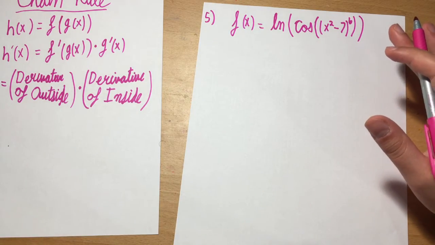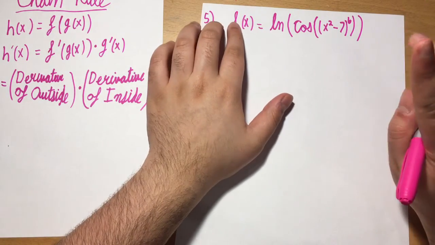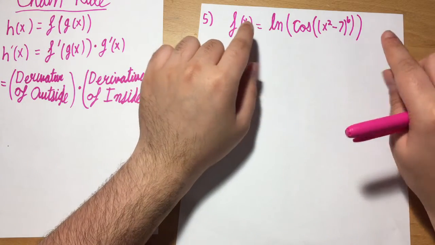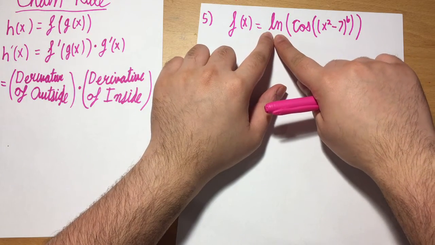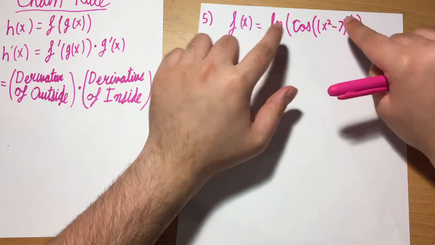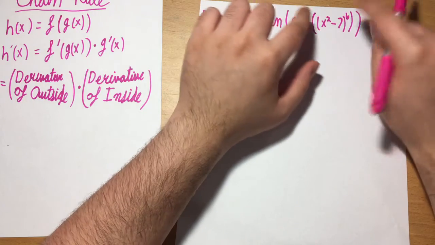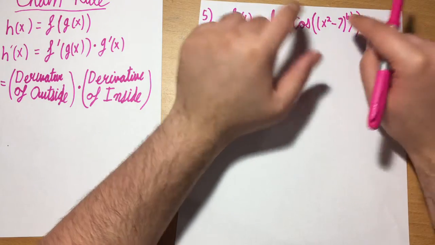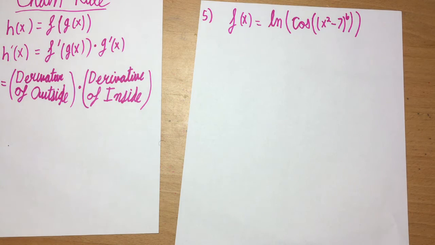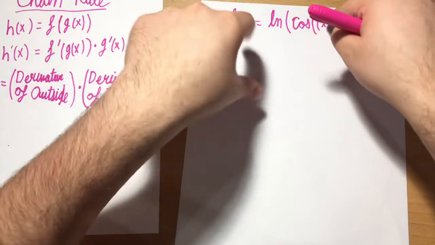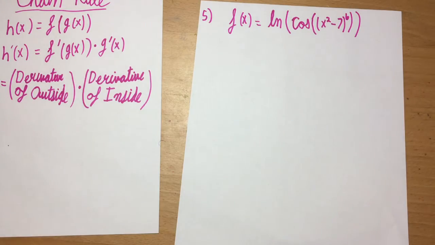What makes this problem messier is that you don't just have one composition of functions. You have multiple, right? This natural logarithm is your first function, and then inside of that you have a cosine function, inside of that you have this power function, and then inside of that you have this binomial that also is differentiable, right? So here's how you go about dealing with that. It's still the chain rule. You're just applying it over and over and over until you get to the most inside function. So this is what that kind of example would look like.